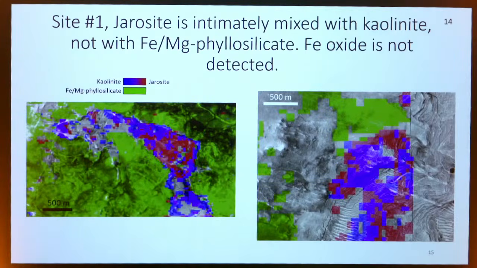Also, you probably noticed a lot of purple in these mineral maps. That's that mixture of kaolinite and jarosite. And we can see that they're strongly associated. In that northern example site, jarosite is intimately mixed with the kaolinite, and it's not mixed with the iron magnesium phyllosilicate. Also, we don't see any iron oxides detected in this region.